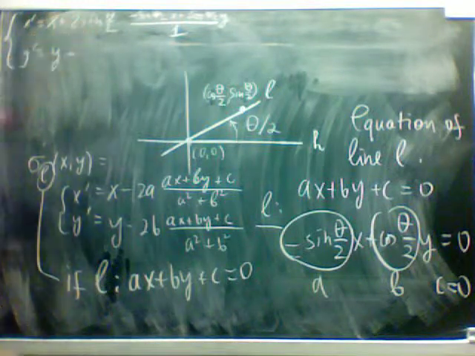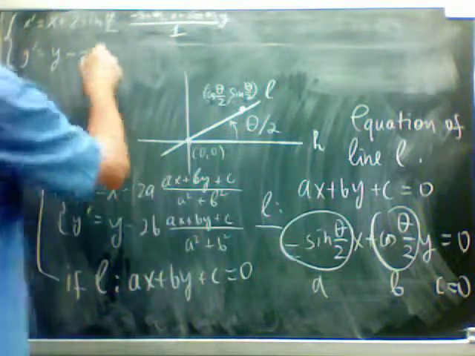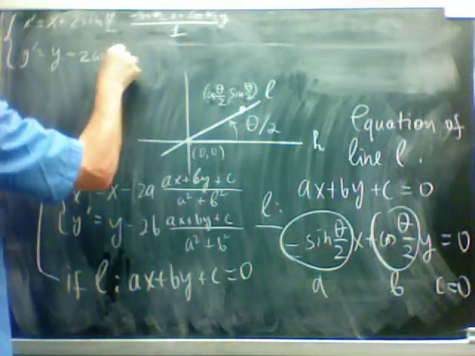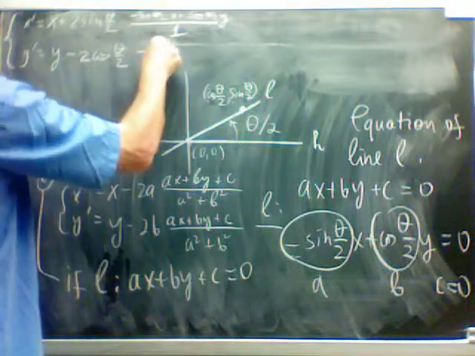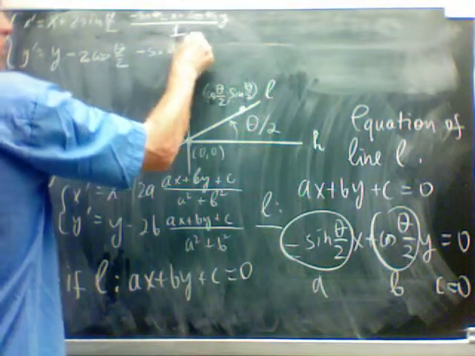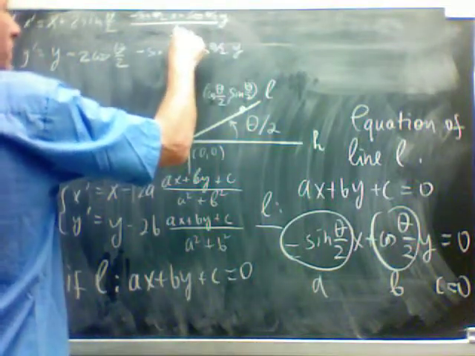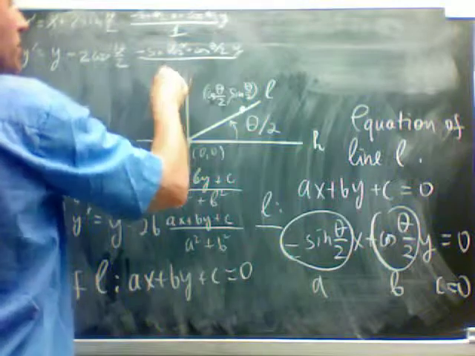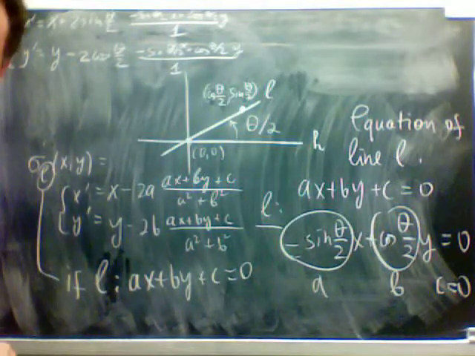That's it for x. For y we will have minus 2 times b. b is cosine theta over 2 times, again, the same numerator, right? Same, I forgot x, sorry. Same denominator, 1. All right, I hope you can see.